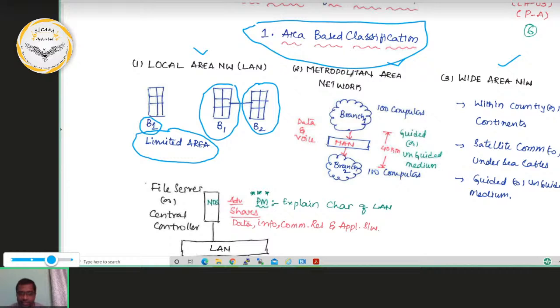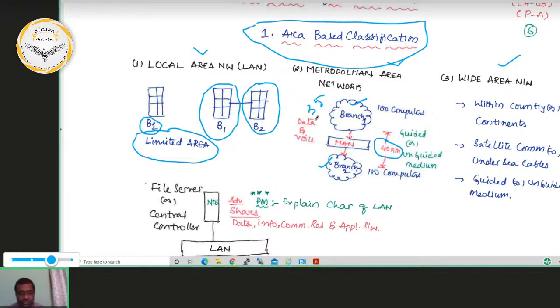Second network is called metropolitan area network. So why do we require metropolitan area network? Metropolitan area networks are required for connecting the computers within a city, to the extent of 40 kilometers. Let us say you have branch 1 and branch 2, and the distance between them is, let us assume, 35 kilometers. Which network do I have to use? Because up to 40 kilometers we can use metropolitan area network, I have to use a metropolitan area network.